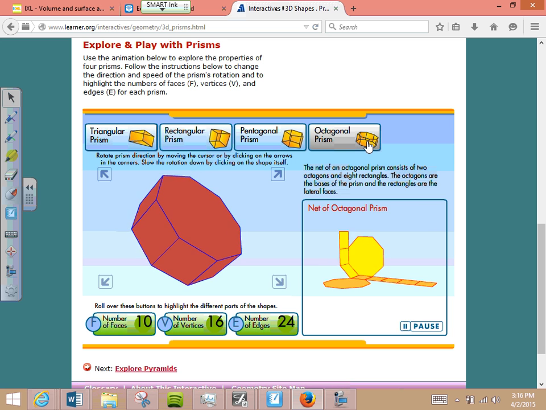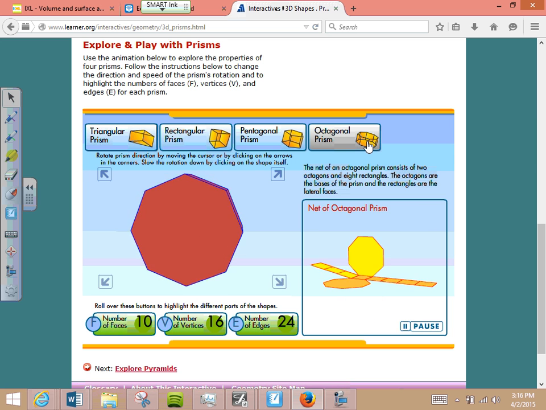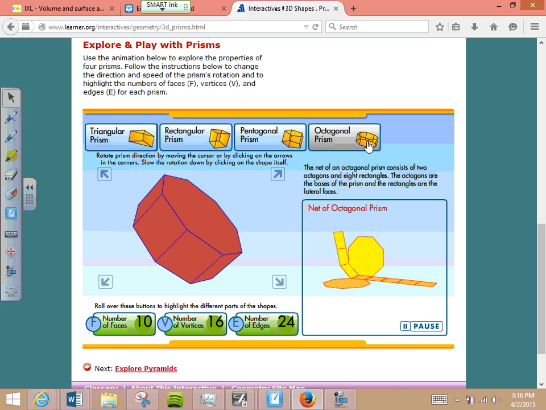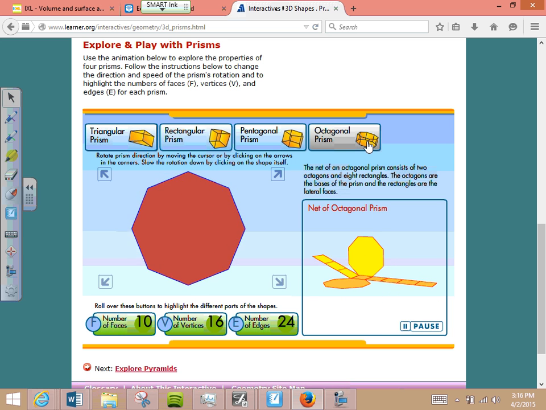So I'm going to post this on Edmodo so you can play with it. It tells you the number of faces, vertices, edges, and all that stuff. What I'm trying to show you here is that if you notice, they generally leave both bases as the wings. You can have a seat now.